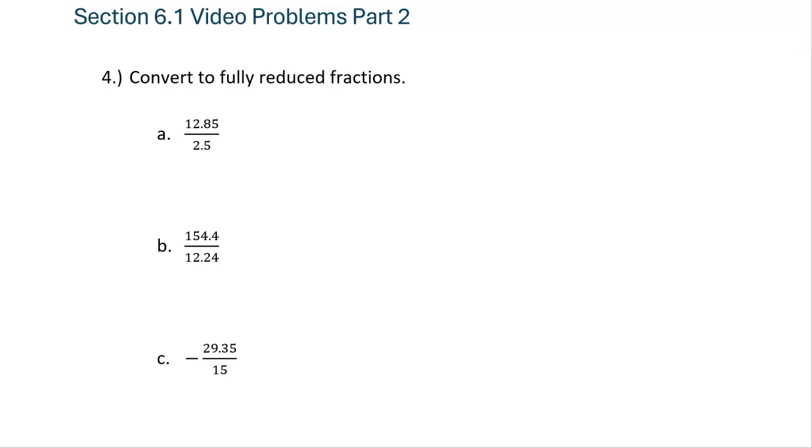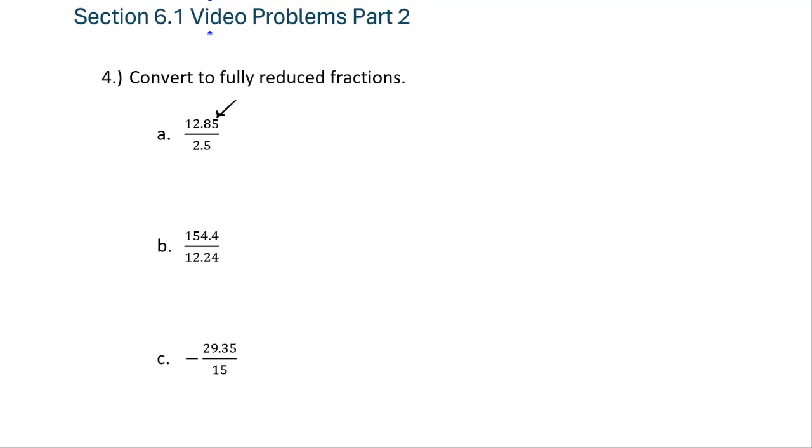We've talked before about how we cannot have decimals in our final answers for fractions, so we need to get rid of them and then fully reduce. So here we're just continuing with that process. Remember, as we're trying to decide what to multiply by, we have to look at the number that has the most places to the right of the decimal. In this case, that is our numerator.